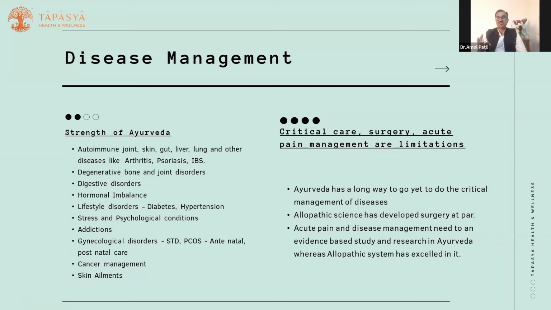And then gynecological disorders like sexually transmitted diseases as well as PCOS, and obstetric care like antenatal care and postnatal care is also very much possible, and we are doing that successfully in so many cases. So far, I'm happy to say that we are parents of around 56 babies. So we have treated around 56 cases for antenatal and postnatal care with Ayurveda. That's beautiful.